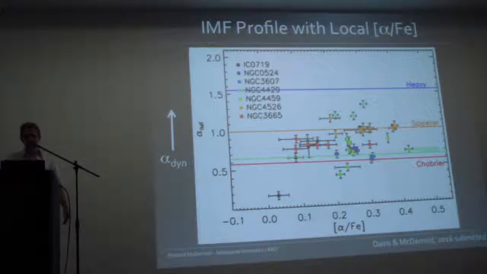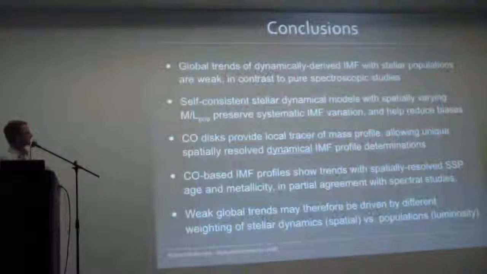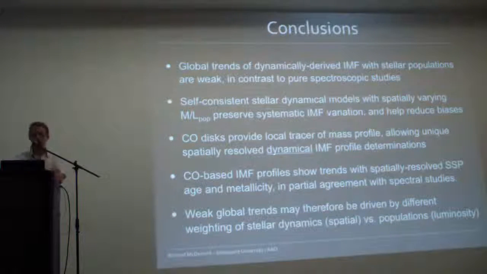Okay, so I'll put up my conclusions. Basically, these global trends, when we look globally at the mass to light ratio we get from the dynamics and stellar populations, the IMF variations that you get from this don't seem very strong when you look at the variations in stellar population parameters. And this is a bit inconsistent with what we've seen locally, which may indicate broader problems.